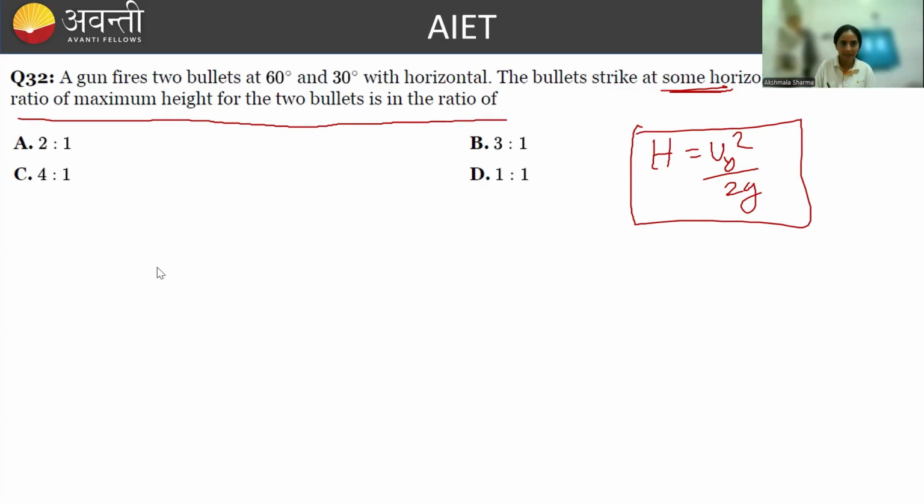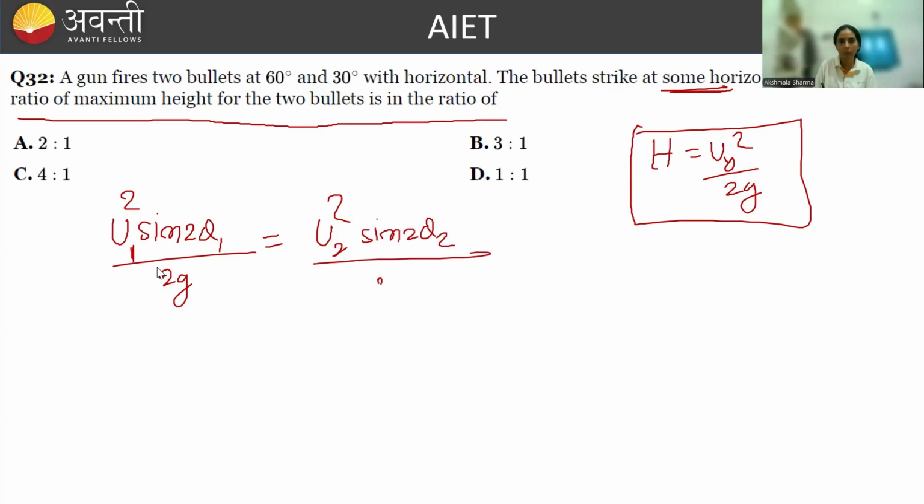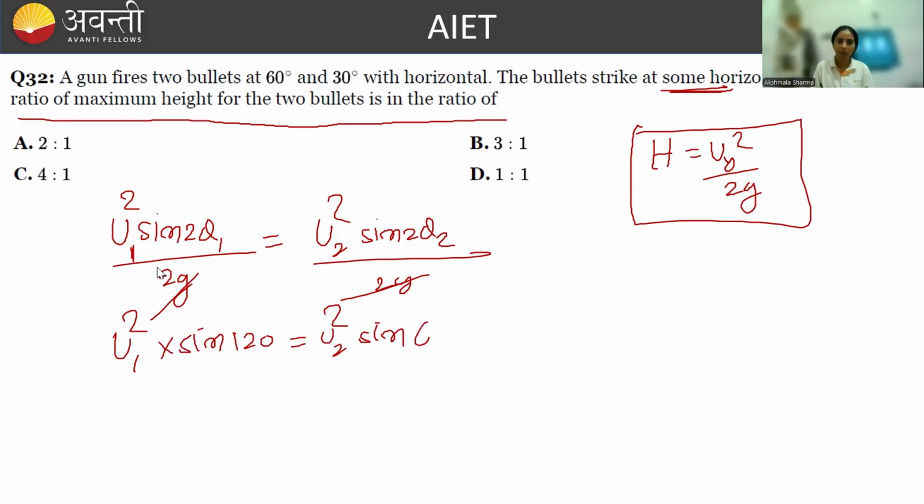So the horizontal distance is the same. In that case, you can write u1 square sine 2 theta 1 by 2g is equal to u2 square sine 2 theta 2 by 2g. So u1 square sine 120 is equal to u2 square sine 30 into 2, that is your 60. So here u1 is equal to u2.